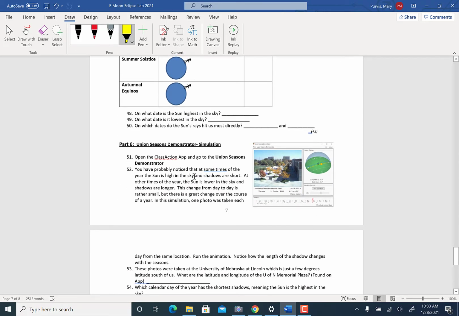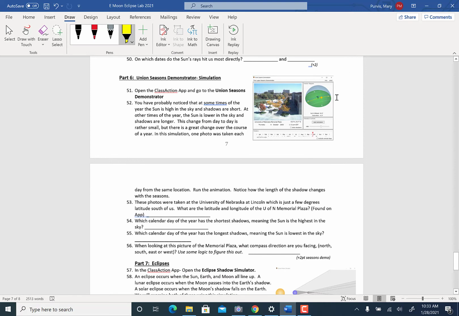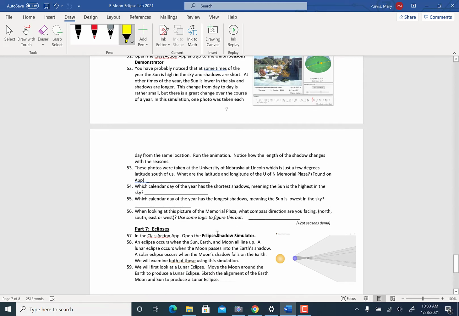Love this really short simulation. It's just a quick little 2-minute video, made from a series of still pictures taken from one location, University of Nebraska, every day through a year, and you actually get to see how the shadows change through the year. These changes in shadow length occur daily, but because it's so subtle from day to day, we really don't notice them very well. So watch the video, and you can manipulate it, so change it from month to month, answer the little questions, and I think it'll help a lot.